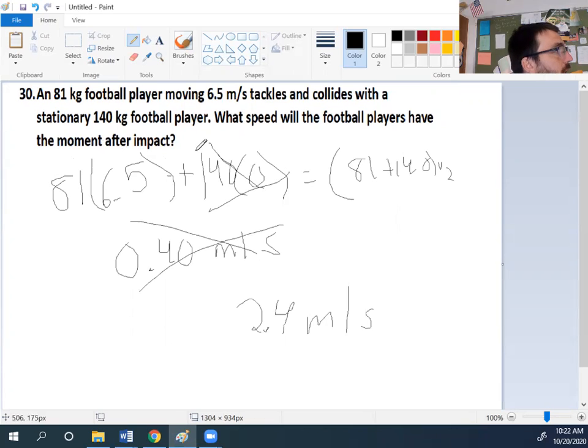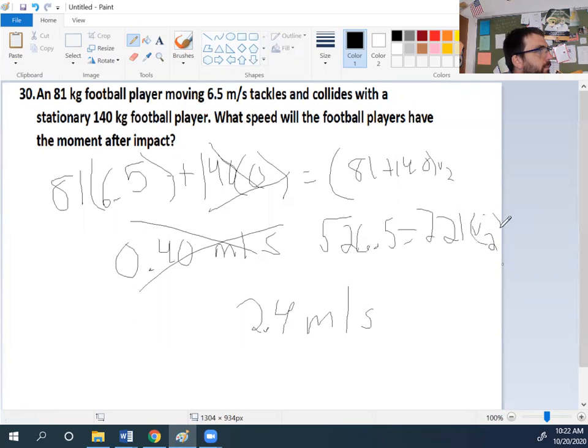So to solve it out, that went away. So 81 times 6.5 equals, this simplifies out into 526.5 equals 221 times V2. That's just multiplying those two together and then adding those two together, and then you should divide it by 221. That's how you solve that one out.